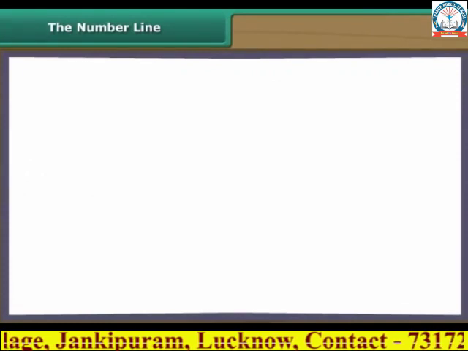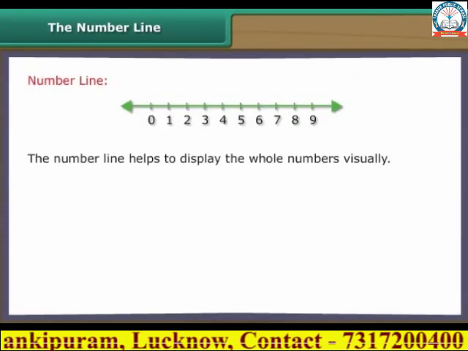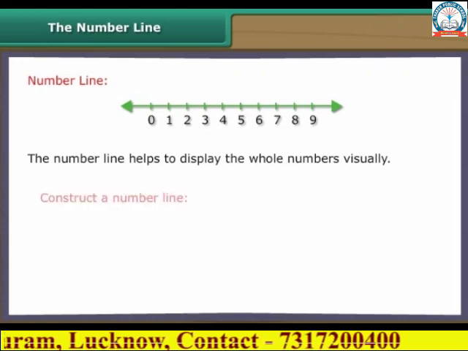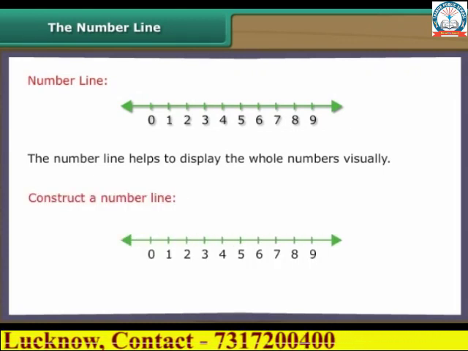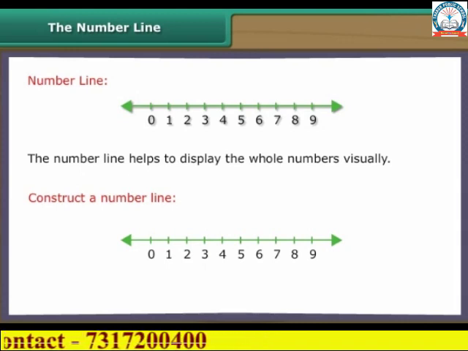The number line. The number line helps to display the whole numbers visually. To construct a number line, we simply draw a straight line and choose any point on the line and label it 0. This point is called the origin.